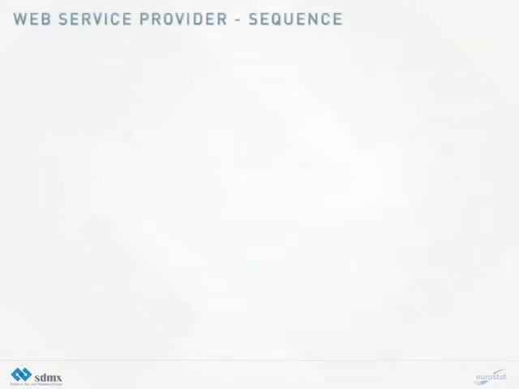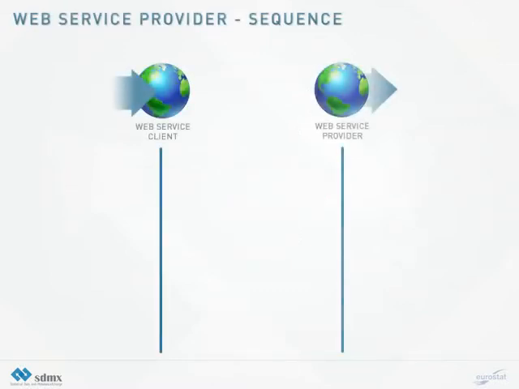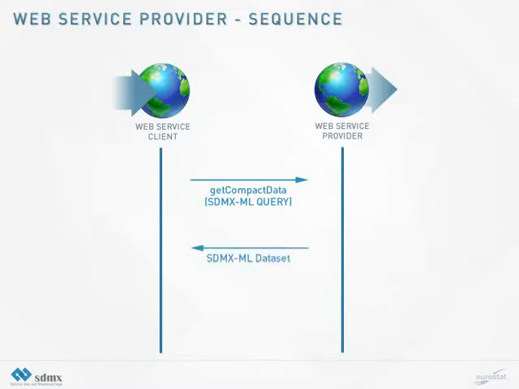The sequence begins with a call to the web service with an SDMX ML query message asking for SDMX compact data using the web service method getCompactData. The client receives, as a response to the query, one SDMX ML dataset message in compact format.